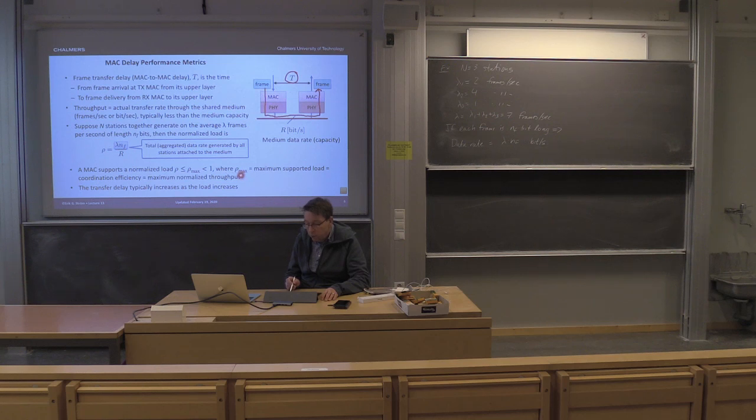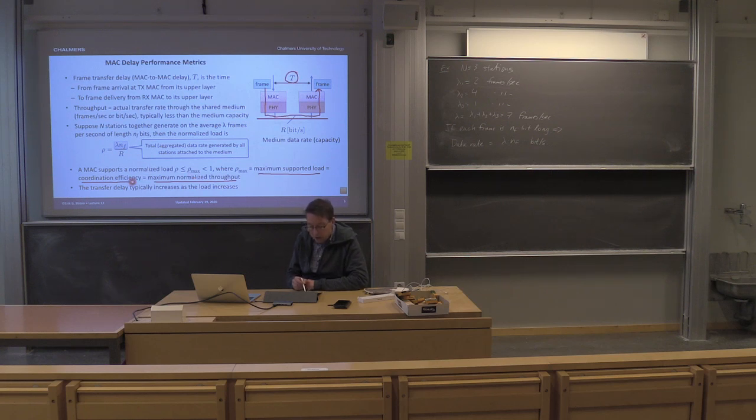We can interpret rho max in 3 different ways. It's the maximum supported load, or we can also call it the coordination efficiency, or the maximum normalized throughput. Maximum supported load because we call rho the load, and then rho max would be the highest load that we can have.